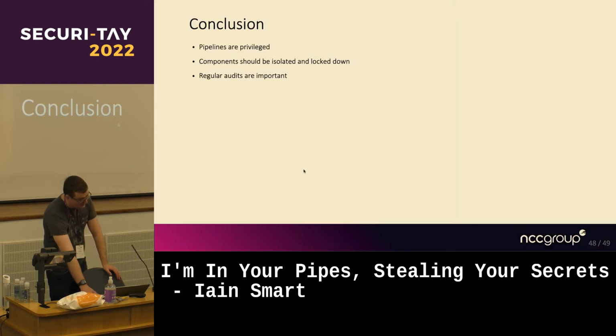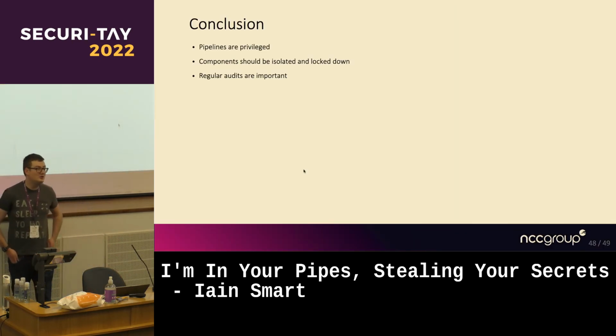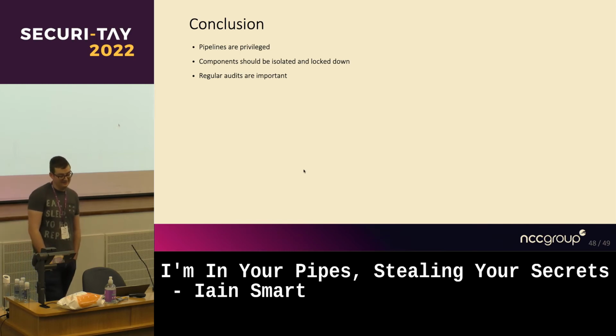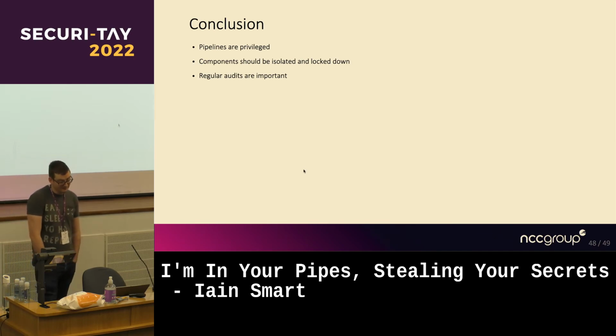So, quick conclusion. Pipelines are privileged. They have to be. Pipelines can deploy stuff for you, and you want that to happen. You need to lock them down as much as you can to make sure the things being deployed are only what you want and not entire estate compromise. Audit your pipelines. If you've got a dev who likes just pushing the limits, get them to sit down and just work out what they can actually do.